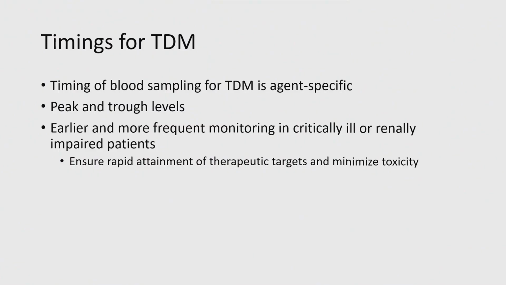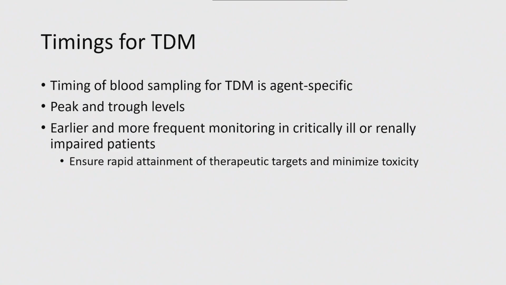Now, another important thing: many times we know we have to perform therapeutic drug monitoring for these medicines, but we do not know when to time it. So timing is very important to understand, when we should sample blood to check for therapeutic drug monitoring. The timing is always agent specific, and this depends on the half-life of the drug and when the drug is achieving a steady state level.